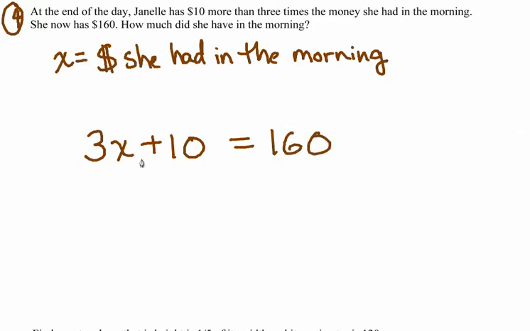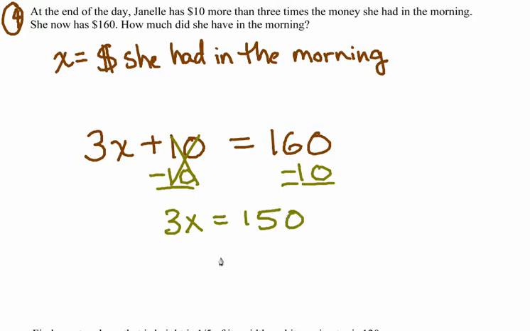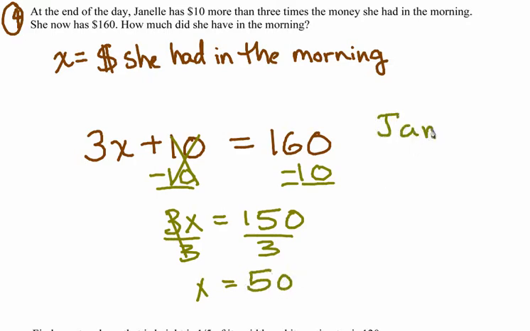So let's solve this for x. We're going to subtract 10 from both sides. The 10s on the left will cancel. We'll get that 3x equals 150. Dividing by 3 on both sides, that cancels on the left. x must equal 50. Janelle had $50 this morning.